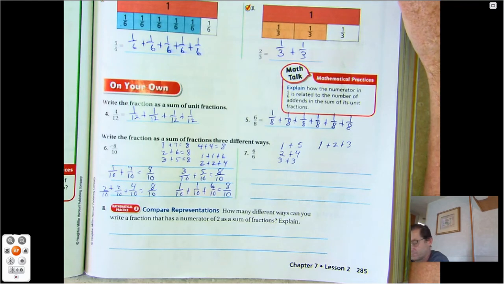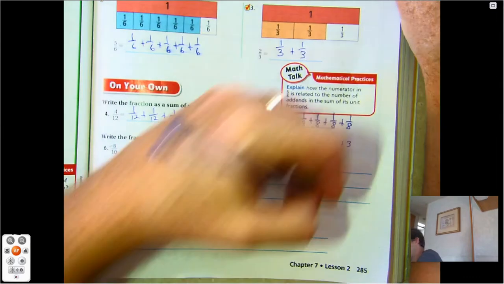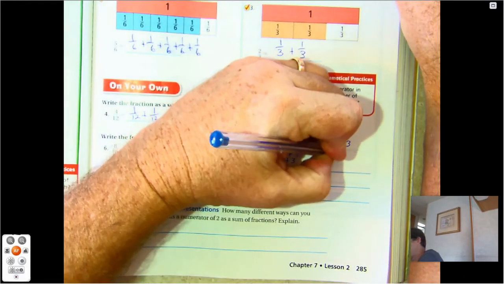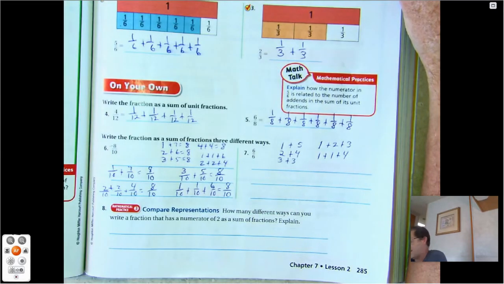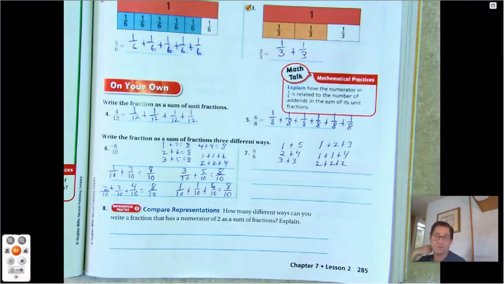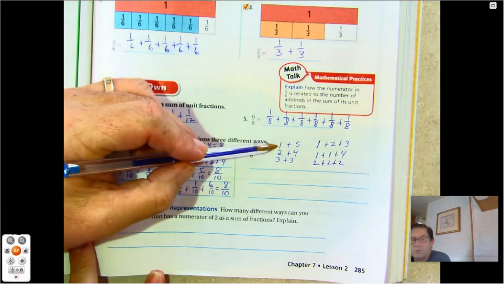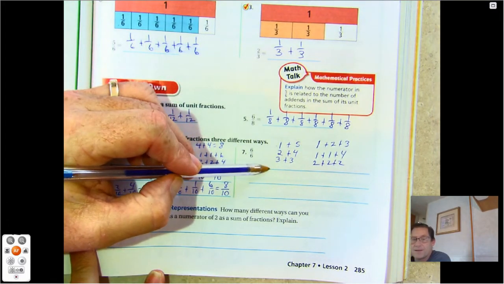And we came up with multiple ways of doing that. So we could have had 1 plus 1 plus 4. We could have had 2 plus 2 plus 2. So on. So many different ways. So any ones I choose, these are all the numerators. And I just need to put them over sixths.